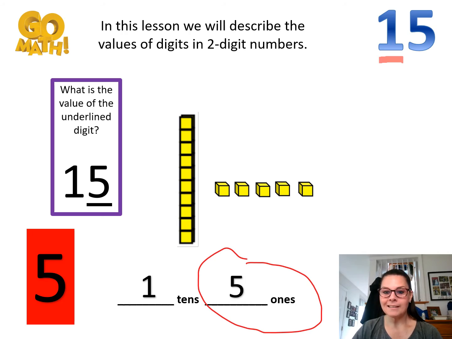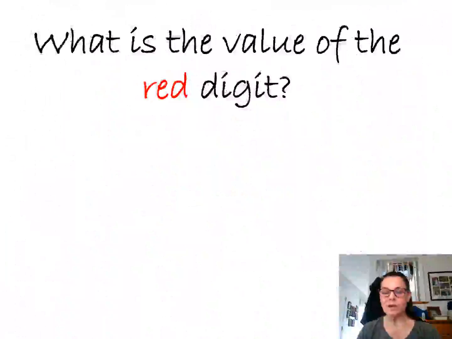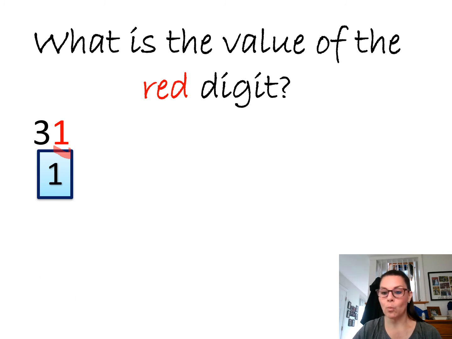Now we're going to just try a little quick game here to see if you can do this mentally without the pictures. So we have the 31. In my head, I can picture those 3 longs and 1 unit. What is the value of the 1 in 31? That's 1 one, so the value is 1.